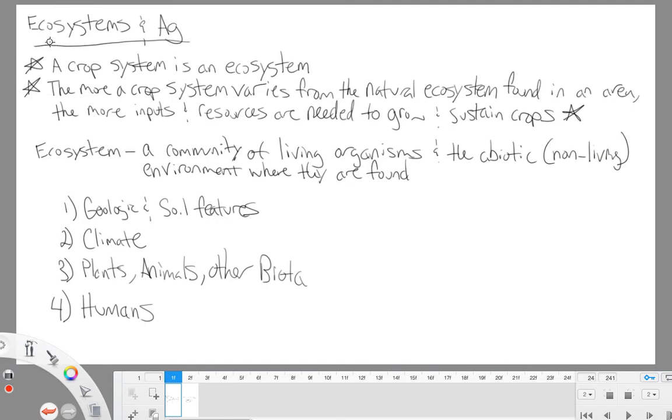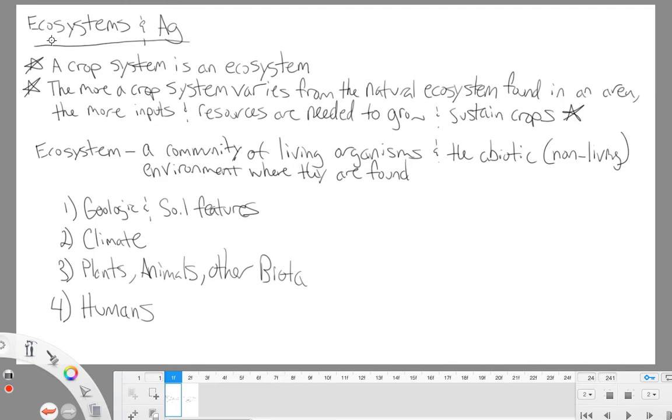All right, so in last lecture, we looked at ecosystems and agriculture. And we started by saying kind of two main points. The first is that a crop system is an ecosystem. And then the second was that the more a crop system varies from the natural ecosystem found in an area, the more inputs and resources are needed to grow and sustain crops. And that was kind of the thesis of the entire lecture.